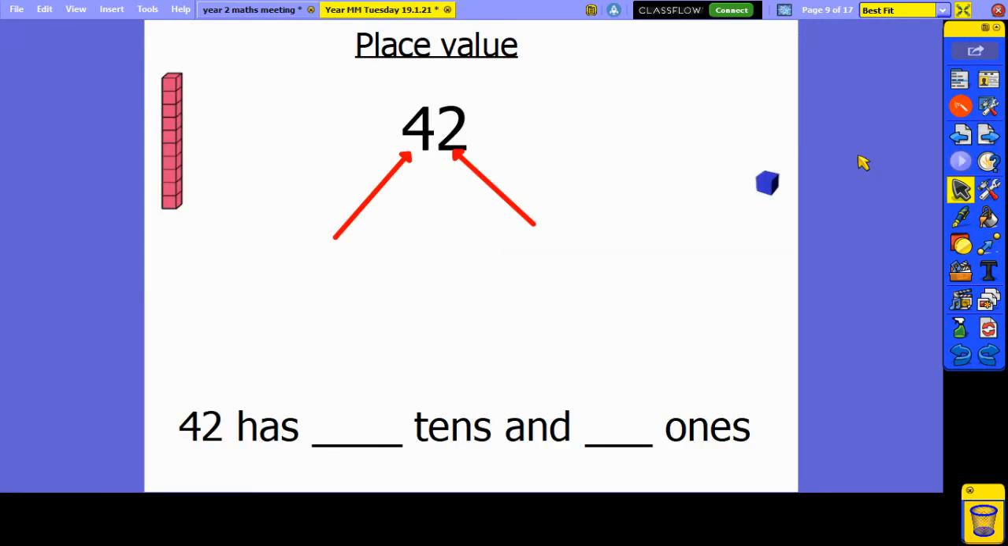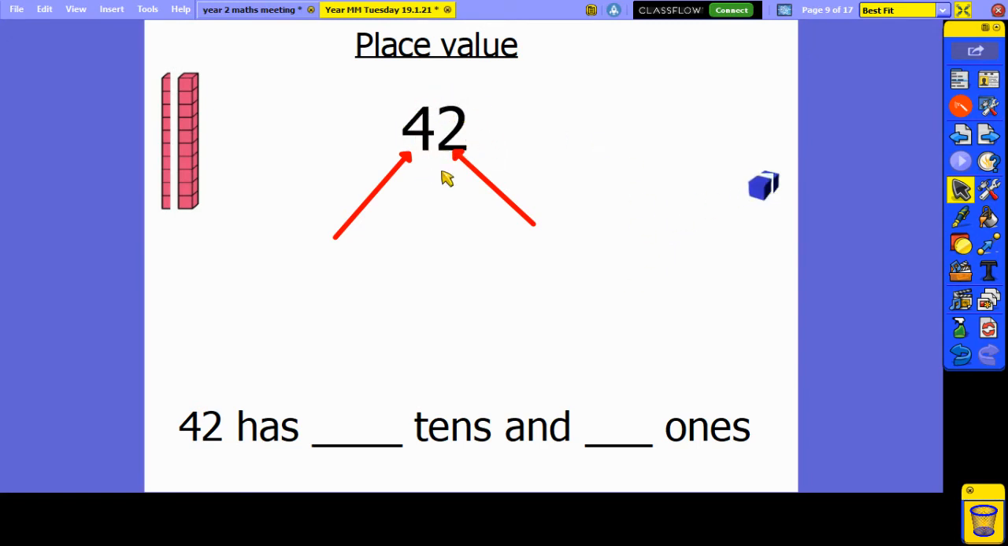Let's have a look at our place value. Now, your parents haven't seen these funny looking blocks before. These are our deans. What is the value of this dean? It's a 10. Great job. And what is the value of this dean? It's a 1. Well done.